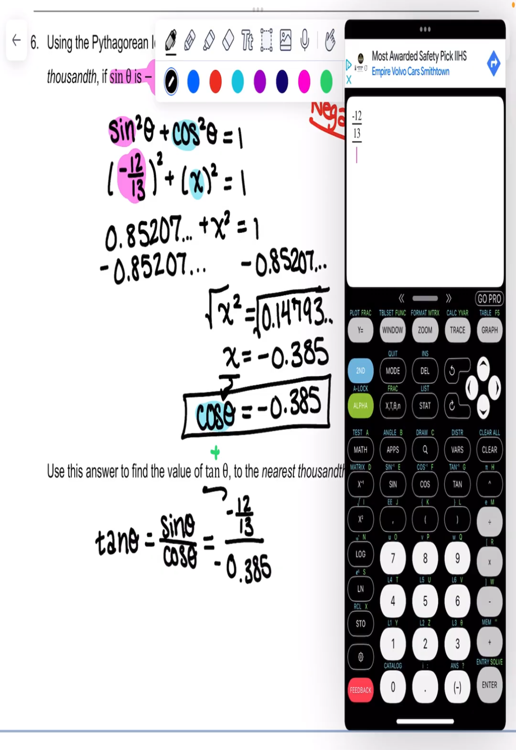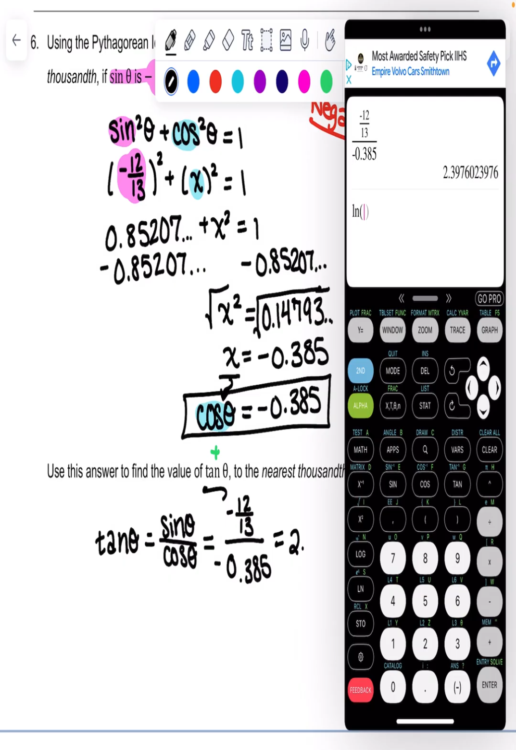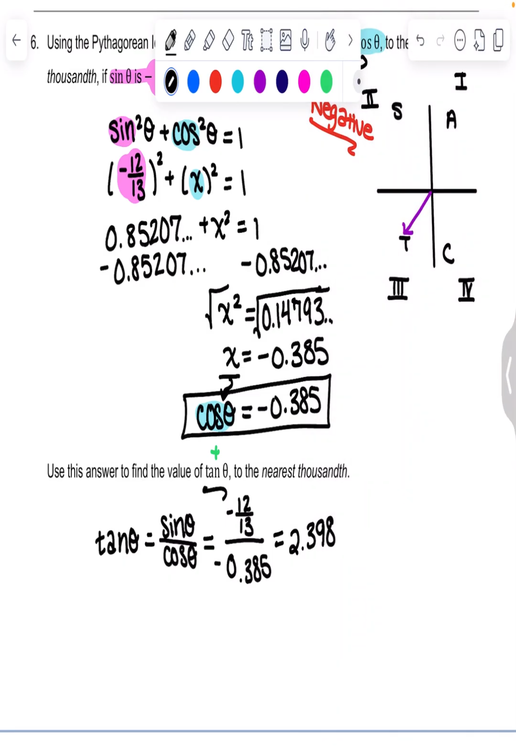And then we get our answer to the nearest thousandth, so 3 decimal places. So 3 decimal places would be a 7, and right next to it's a 6, so that means we round up to 8. So this equals 2.398. So the tan of theta, notice how I rewrite it, equals 2.398.